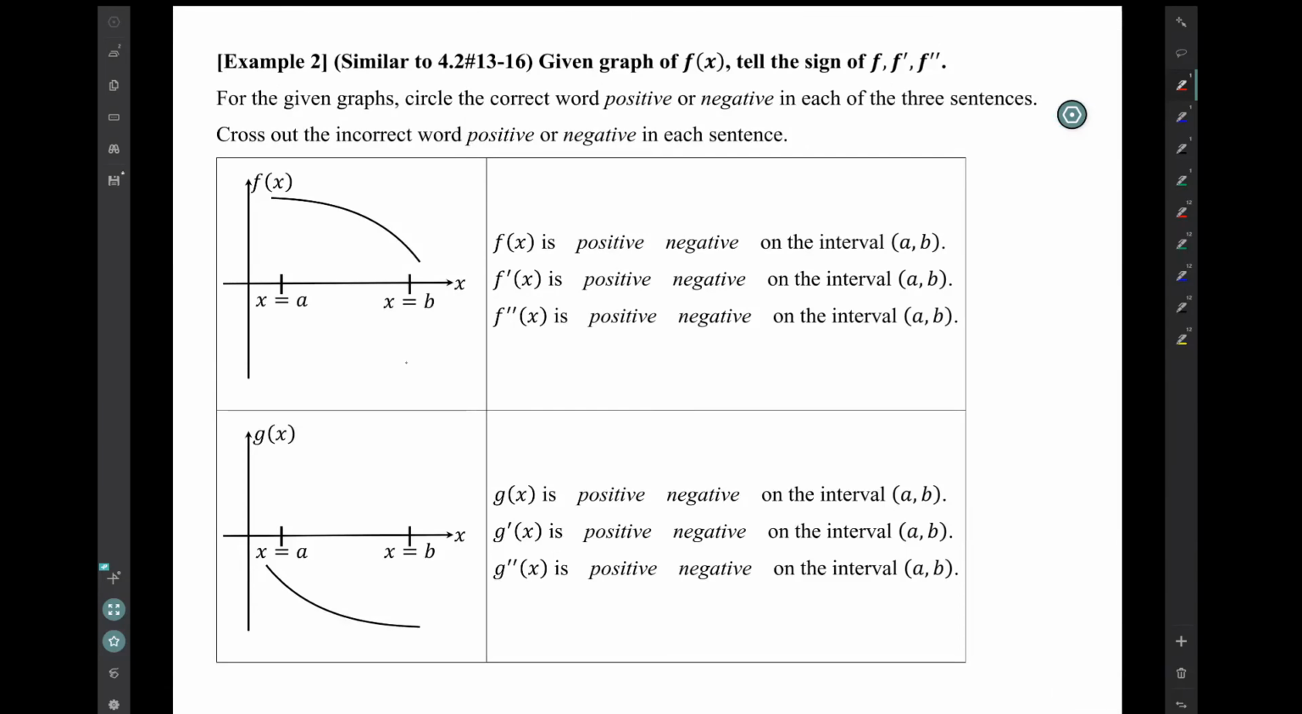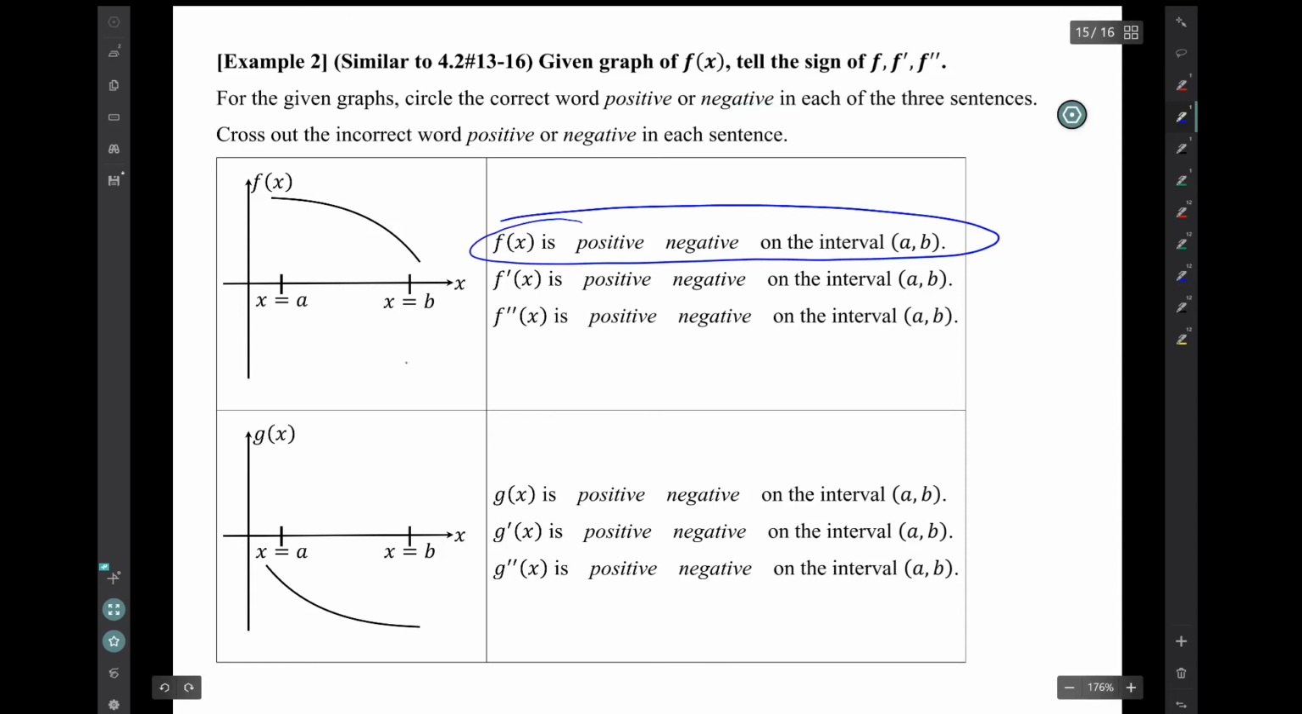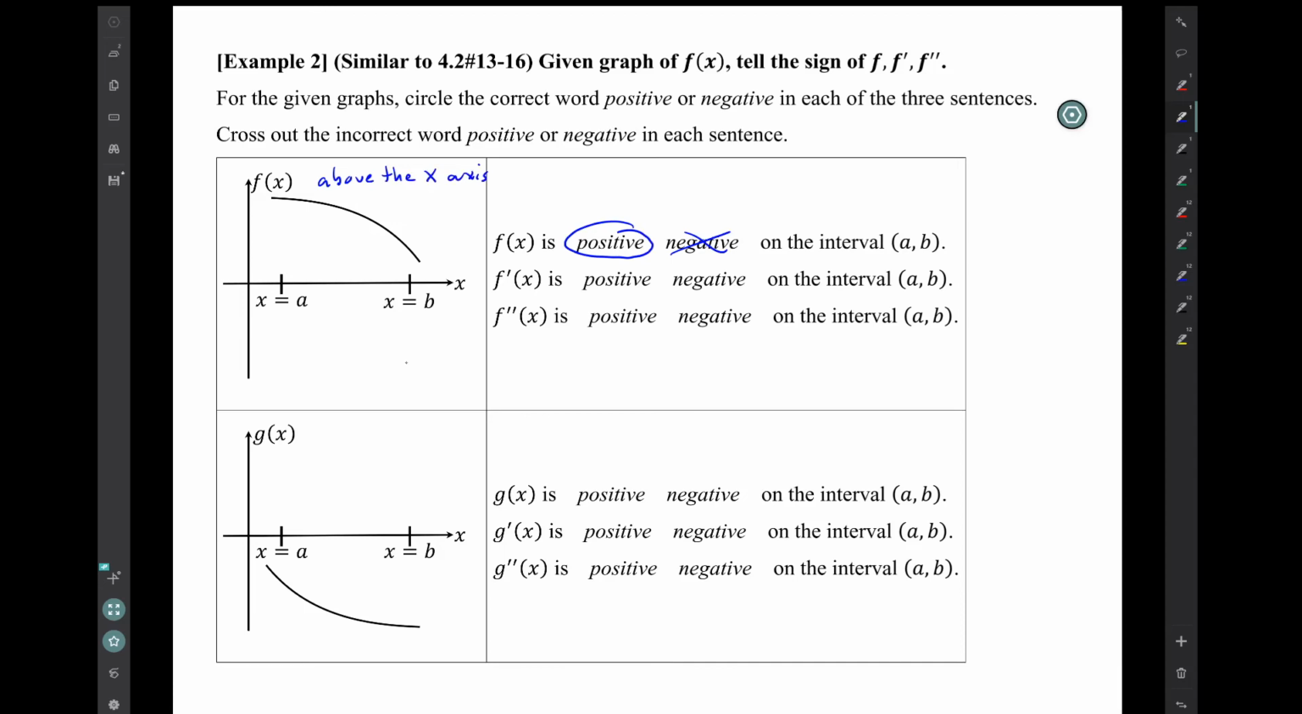Example 2 is similar to a couple of your homework problems. Given a graph of f of x, tell the sign of f, f prime, and f double prime. So for the given graphs, circle the correct word, positive or negative, in each of the three sentences, and cross out the incorrect word. Okay, well, in this first sentence, f is positive or negative on the interval. Well, that refers to whether f is above or below the x-axis.